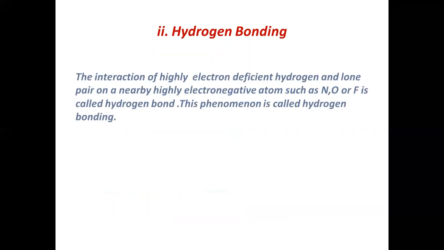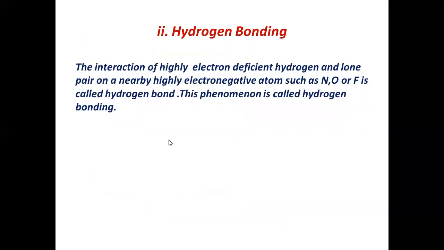The second type of intermolecular forces is hydrogen bonding. What is hydrogen bonding? It is the interaction of highly electron deficient hydrogen. Hydrogen is electron deficient because it has only one electron in the outermost shell, and it needs one more electron to complete its duplet. But if hydrogen is present in the form of proton H plus, then it is highly electron deficient, and it needs two electrons to complete the outermost shell.